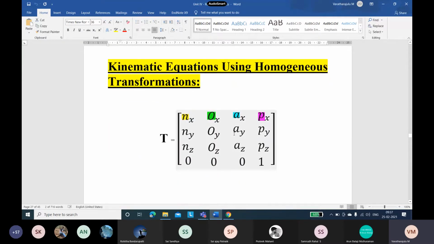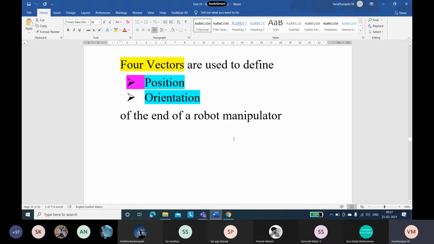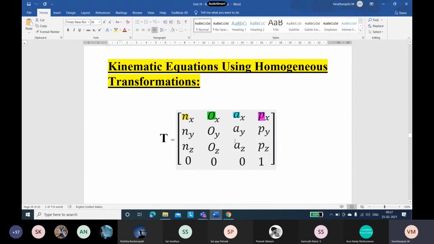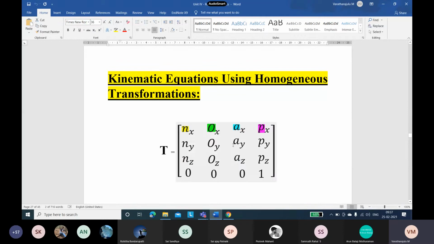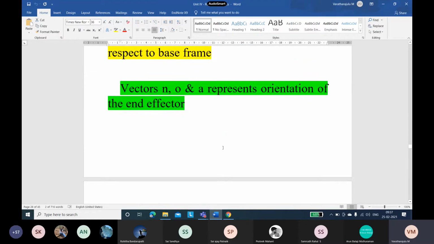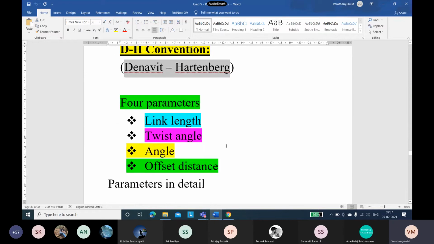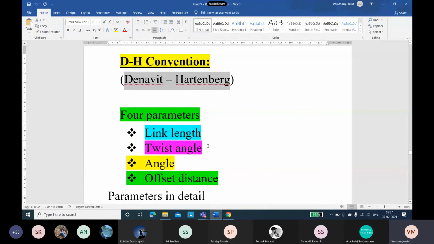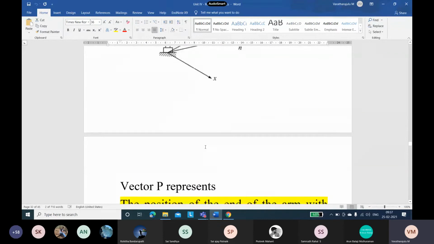Okay, today we'll see the kinematic equation using homogeneous transformation. A variety of authors have revealed a variety of information related to this kinematic equation. One among the renowned authors is DH, that is, Denavit and Hartenberg, and based on his convention we are going to reveal this information.